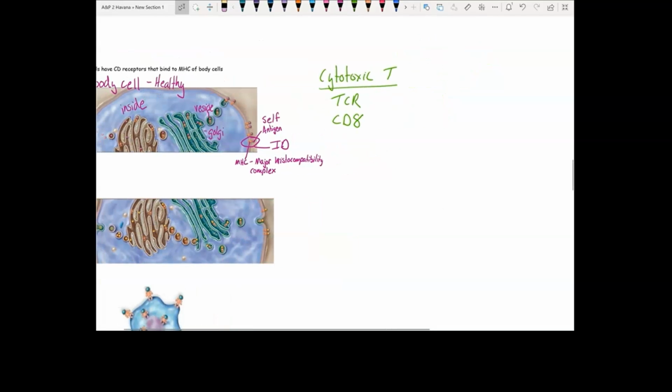So a cytotoxic T will interact with a body cell. The CD8 will bind to the MHC1. So body cells have MHC type 1. The TCR will then inspect the antigen.